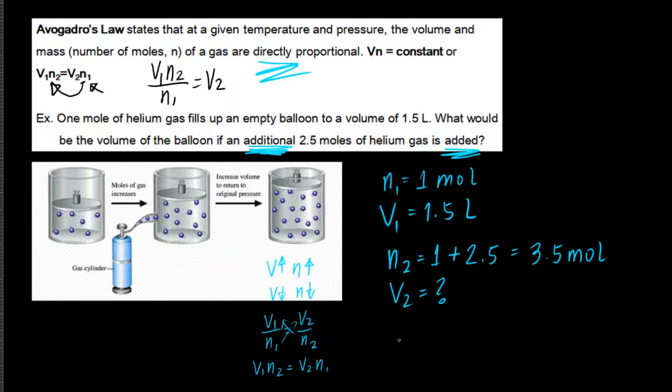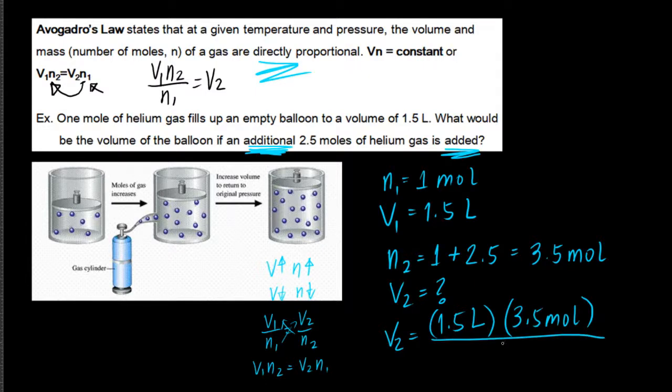Now, moving on. Ang aton nga equation, V2 equals, si V1 naton 1.5 liters times ang N2 is 3.5 moles, all over, ang aton nga N1 is 1 mole. So, volume ginapangita, dapat ang answer liters. Cancelled out ang moles. So, ang aton nga answer is 1.5 times 3.5 divided by 1 equals 5.25 liters. Okay? And that is your Avogadro's law. Let's move on to the last one.